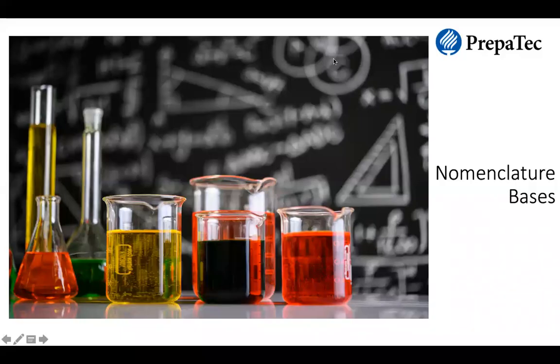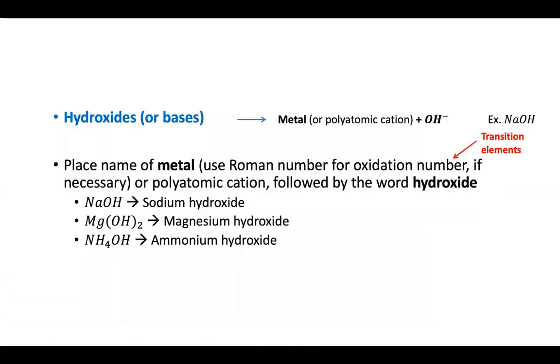During this video, we are going to show you how to name bases. First of all, we have to understand what a base is. Bases or hydroxides are those compounds that have the polyatomic ion OH in their formula. So every time that you have a metal or a polyatomic cation plus the OH, we are going to call it a base.